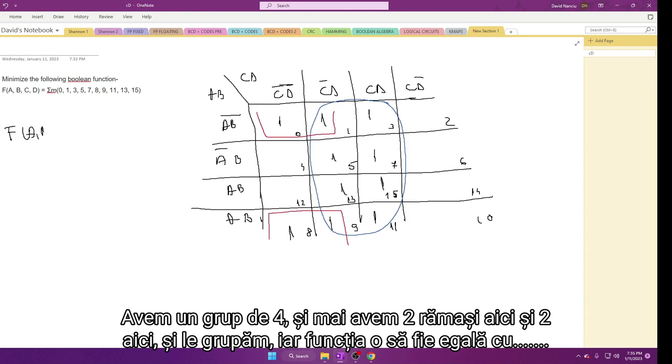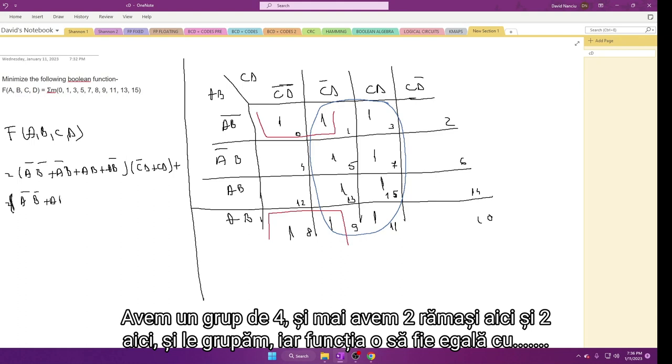so function of A, B, C, and D is now not A, not B, plus not A B, plus A B, plus A, not B, multiplied with not C D, plus C D, from this group right here, and plus, let's do it like this, another parenthesis, not A, not B, plus A, not B, multiplied with C, not D, plus, actually same parenthesis, or not, no, it's not the same, not C, D. Okay, perfect.